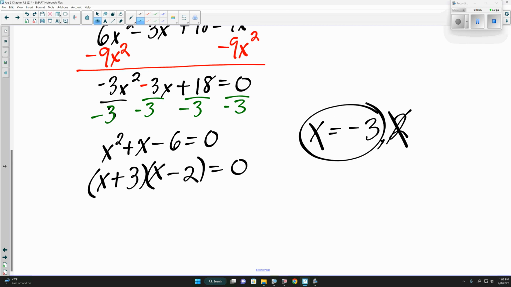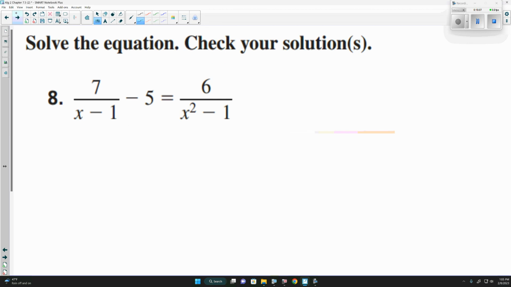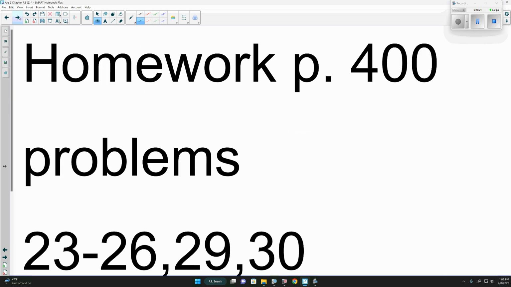Now, I have a feeling y'all feel pretty comfortable with these here, yes? So we could do more of these together. I think it's going to be better time well spent y'all going on and doing some on your own so that you get some practice. So instead of doing another one, I'm going to let y'all use the rest of the time to work on the assignment on page 400, 23 through 26, 29, and 30. If you do have any questions, please let me know.